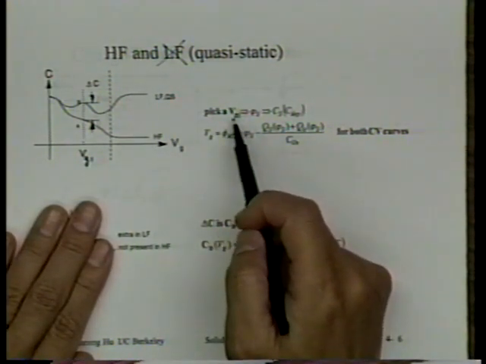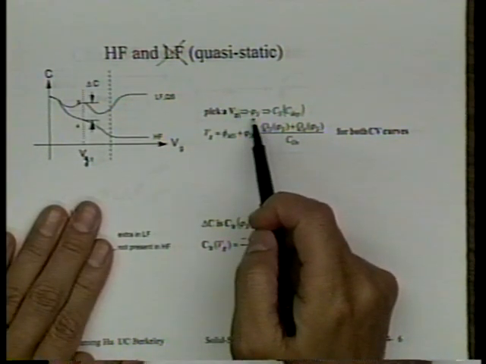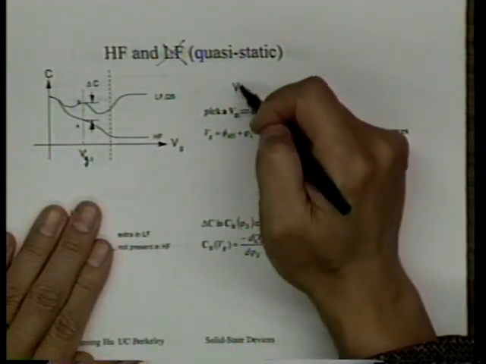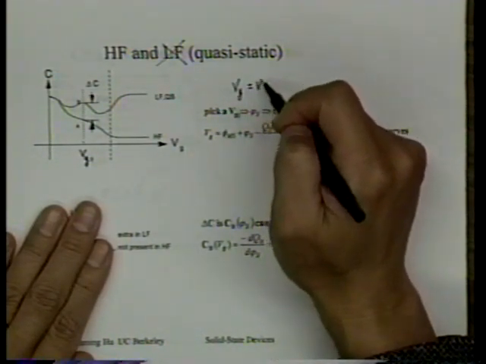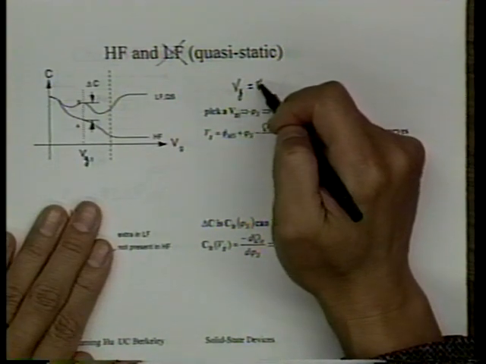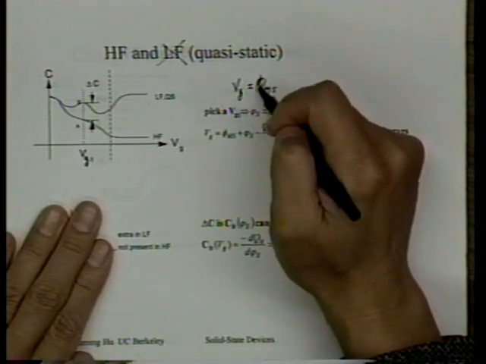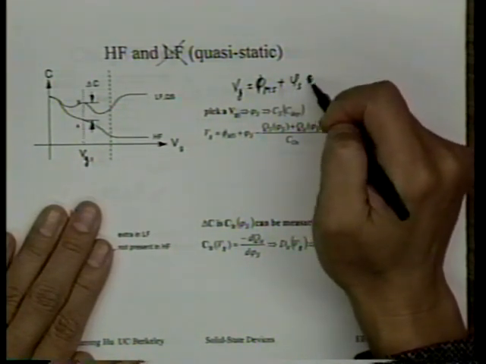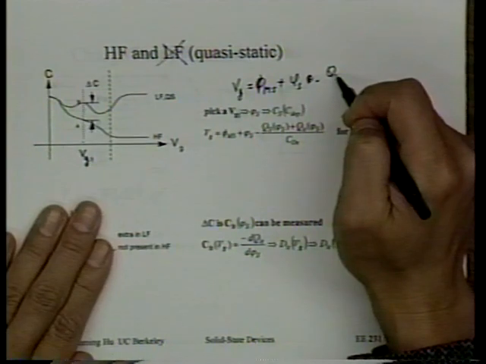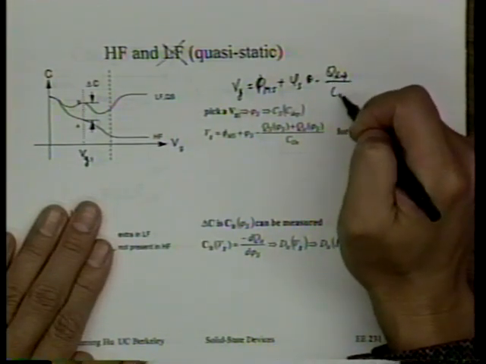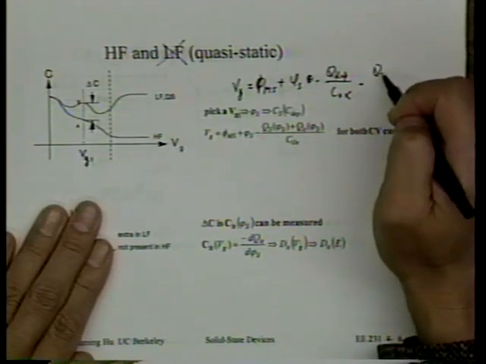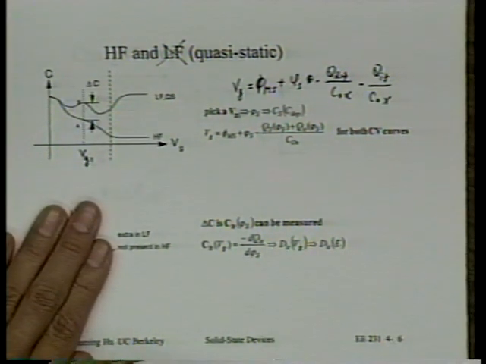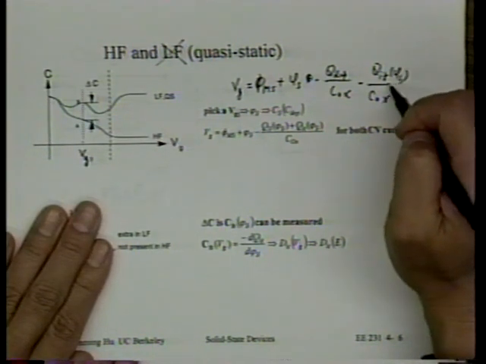Just say, same VG in this case gives us the same phi s. Why is that? Because both the A and B cases, both the high-frequency and quasi-static case, follow the same relationship. VG is equal to phi ms plus phi s plus or minus Q depletion divided by Cox minus Q interface trap divided by Cox. And this is a function of phi s as well.